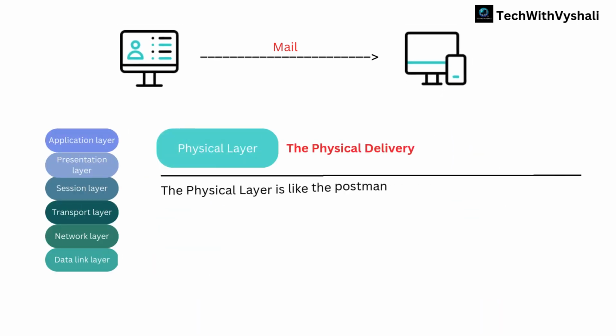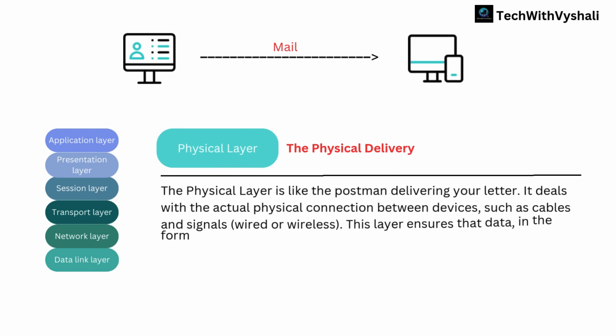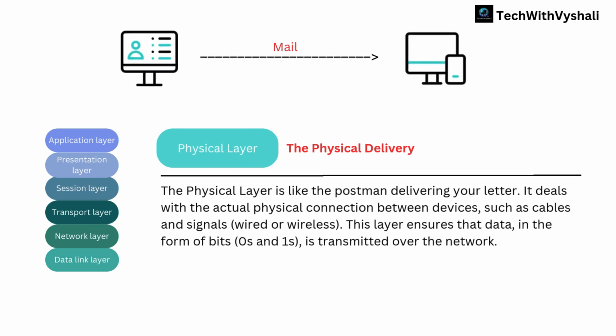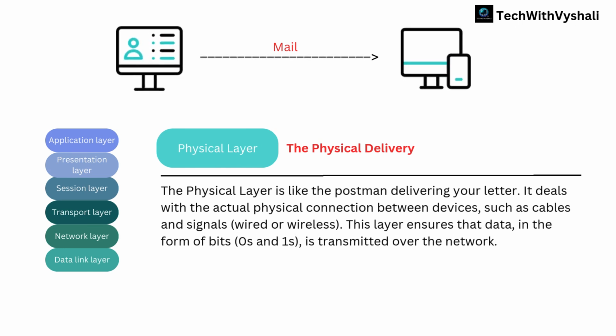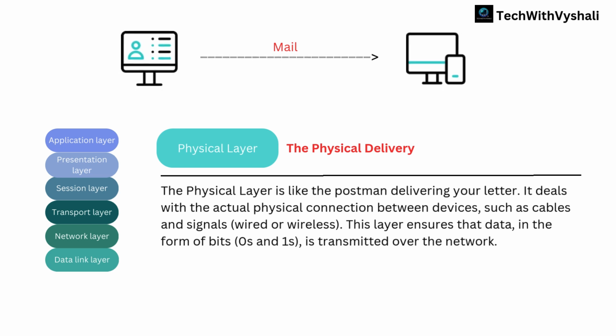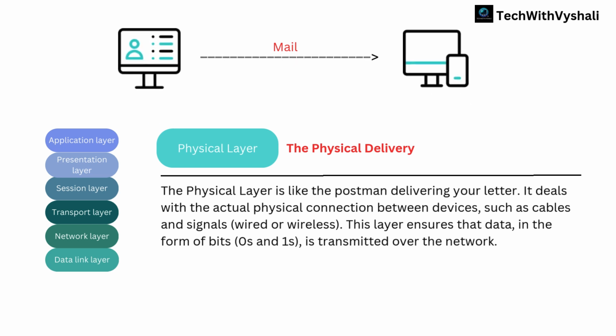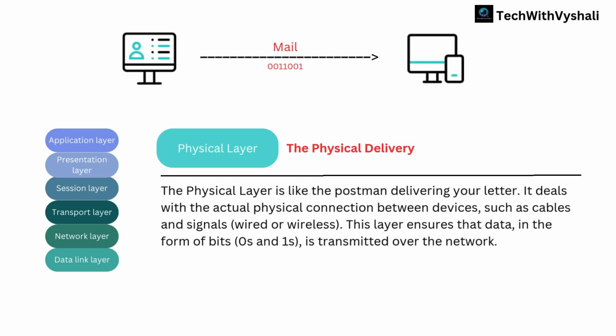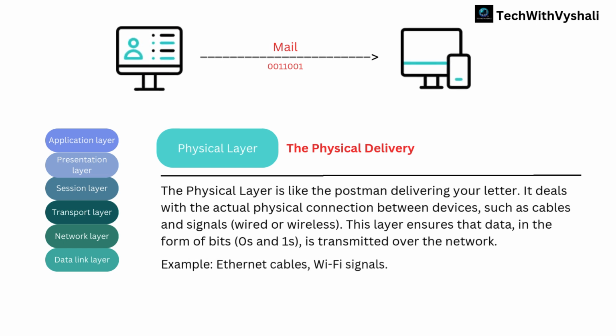Physical layer, layer 1. The physical layer is like the postman delivering your letter. It deals with the actual physical connection between devices, such as cables and signals, wired or wireless. This layer ensures that data, in the form of bits, zeros and ones, is transmitted over the network. Example, Ethernet cables, Wi-Fi signals.